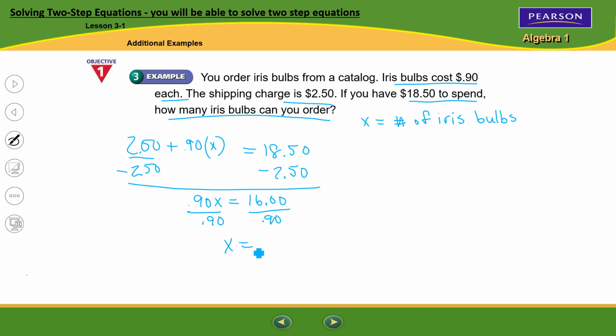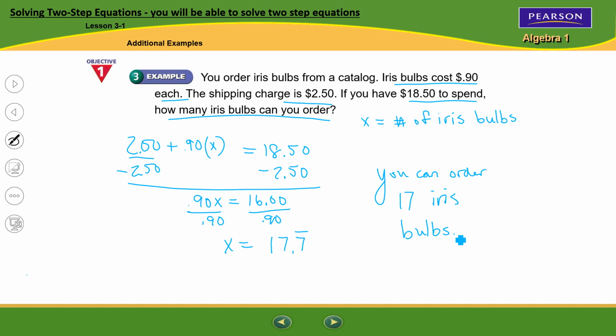And then we got to figure out what that equals. I got to check my calculator. I should probably have this on me. I don't know what the answer is ahead of time. Looks like 17.7 repeating, which is kind of unfortunate. So now you got to do a little thinking. What was the question? How many bulbs can you order? It says you can order 17.7. So if we go up to 18, we won't have enough money. So the answer here is going to be you can order 17 iris bulbs.